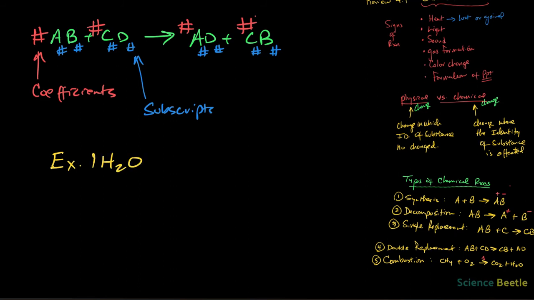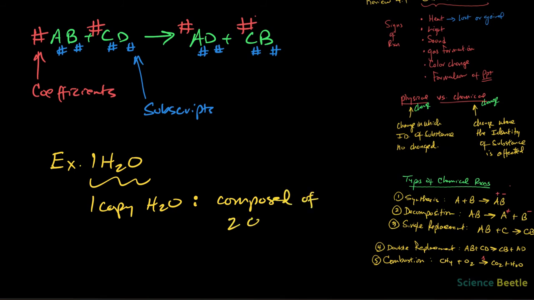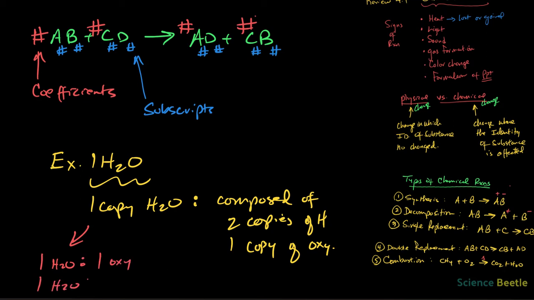In this example, we've got one copy of H2O. So what we would say here is that we would have one copy of H2O, but this one copy is going to be composed of two copies of hydrogen and one copy of oxygen. And so the ratio between the compound and the individual atoms can be written as the following. So we would say 1 of H2O for every one copy of oxygen, or we could say 1 copy of H2O for every 2 copies of hydrogen.